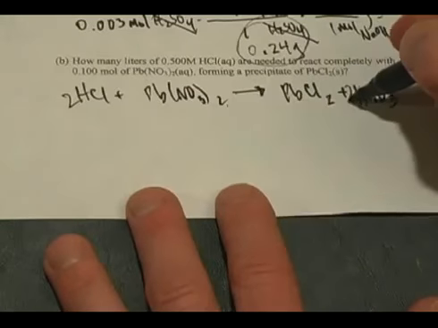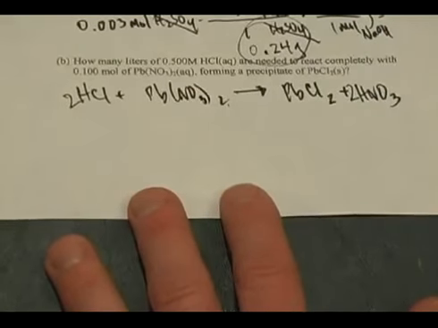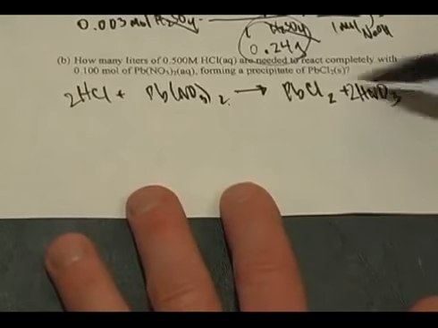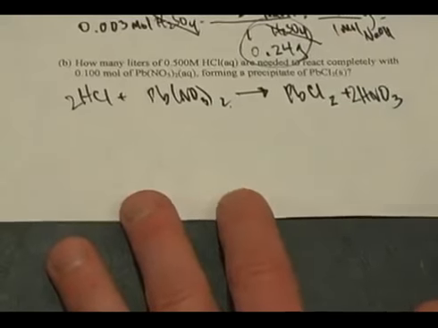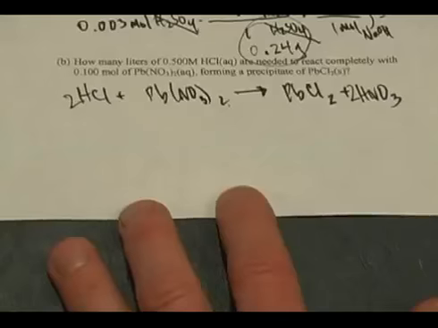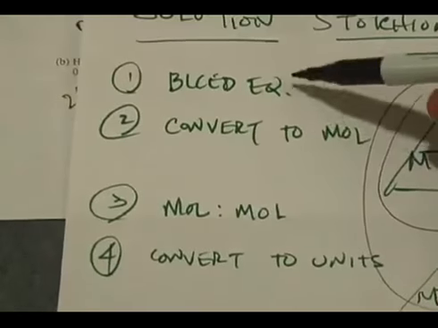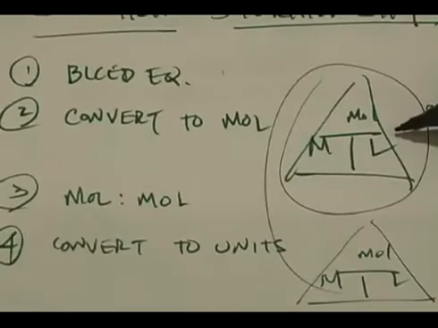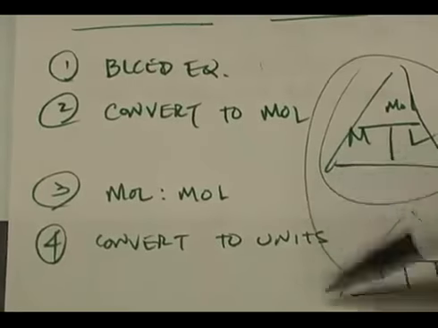So I'm going to need to put a 2 here in front of the HNO3 to make sure that I've got the right number of nitrates, because I need 2 of those and 2 hydrogens. So that's step number 1, balance chemical equation. Step number 2 after that, convert to moles, probably using the molarity triangle, then mole to mole ratio, then convert to units.